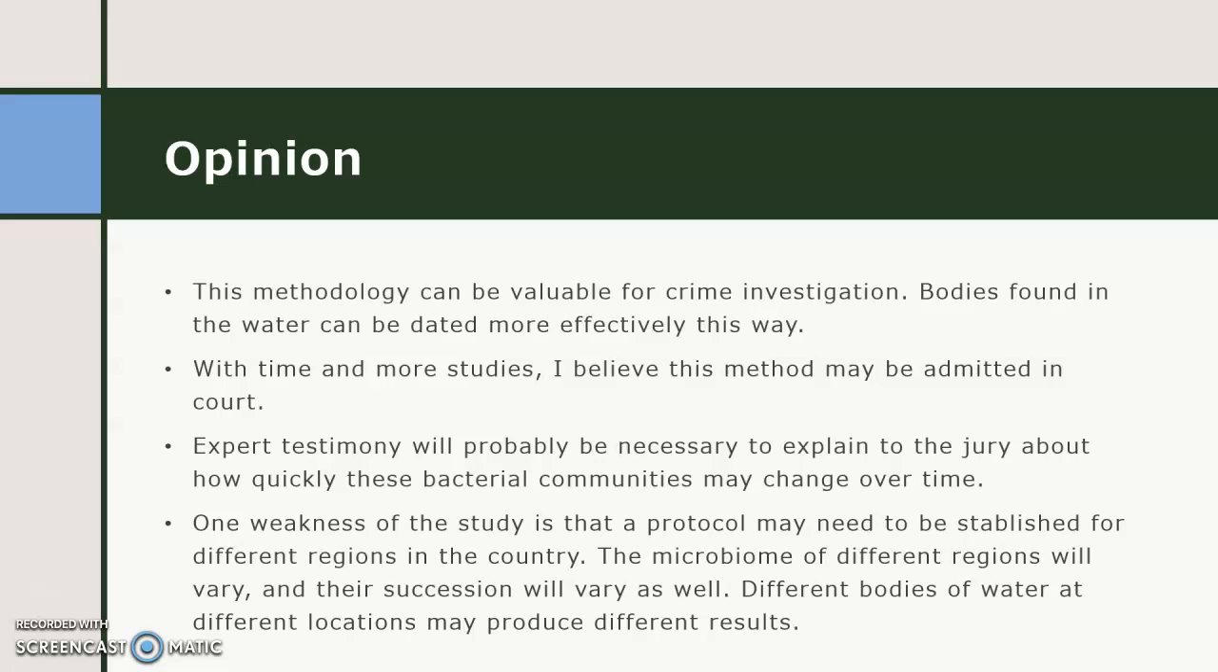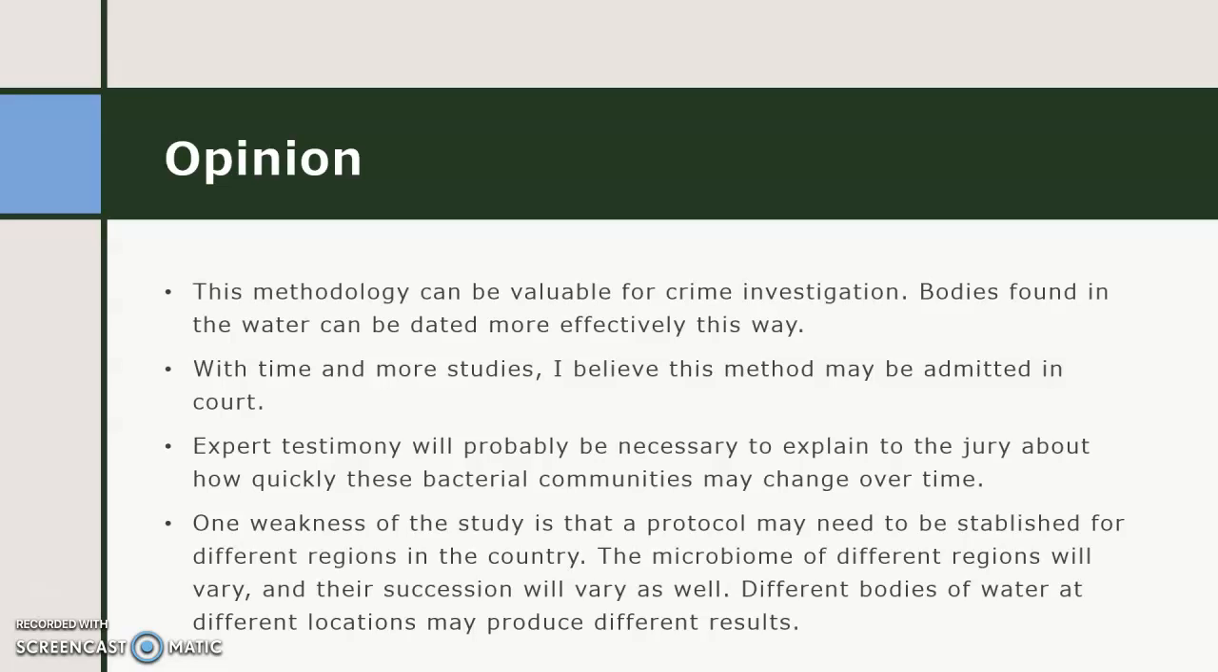Finally, a little bit more about my opinion, what I think. So I think this methodology can be very valuable in the future for crime investigations because bodies that are found in the water can be dated more effectively this way. And I think that even though it's not admissible in court right now, if more people focus on these studies, eventually it may be that we will hear about it being used as evidence in court.